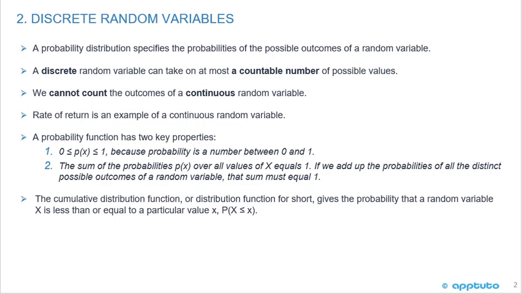The cumulative distribution function, or distribution function for short, gives the probability that a random variable, capital X, is less than or equal to a particular value, small x. So it is the probability that capital X is less than or equal to small x.